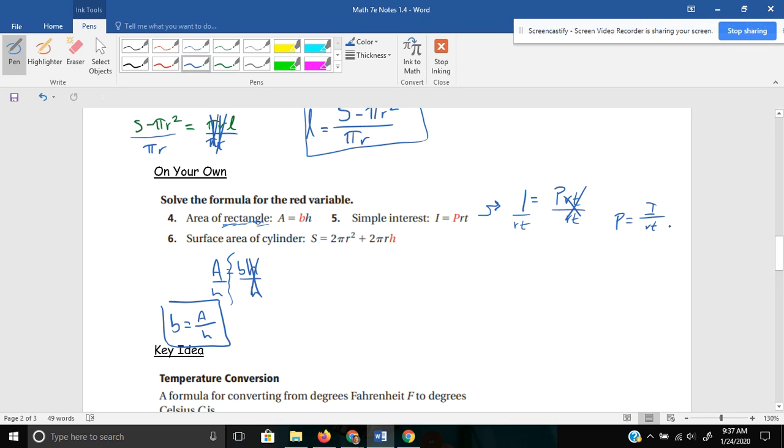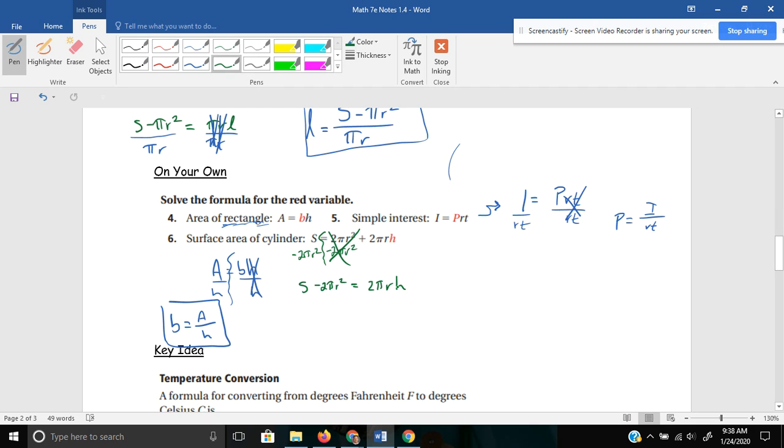And lastly, we go back to something similar to the last example, but now we're talking about the surface area of a cylinder. I want to solve for H. First I'll subtract 2 pi r squared on both sides of my equation. So I have S minus 2 pi r squared equals, these canceled, 2 pi r h. Trying to solve for h here.